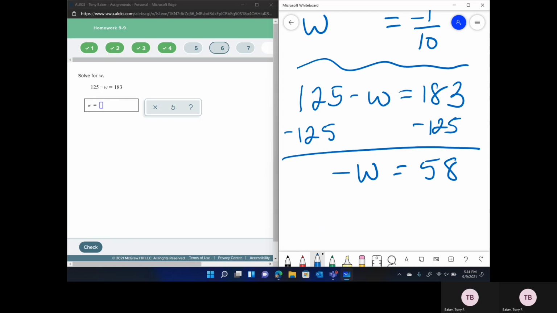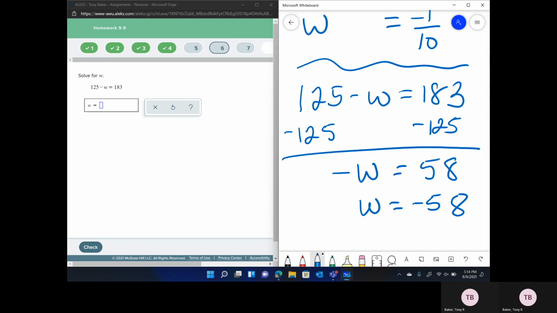Am I done? No. I have a negative sign in front of my w. All you have to do to get rid of a negative sign, just swap all the signs. You're basically multiplying the whole problem by -1. So this becomes w equals -58. That's it.